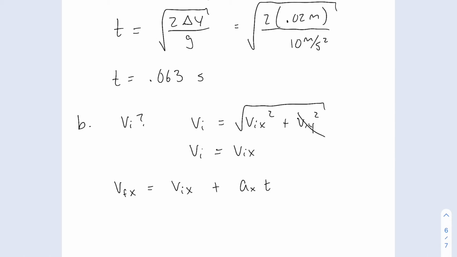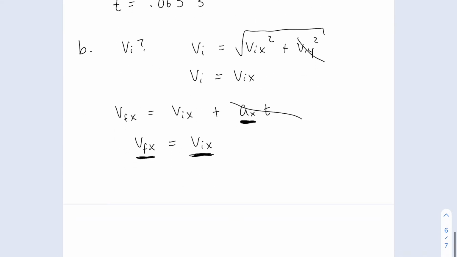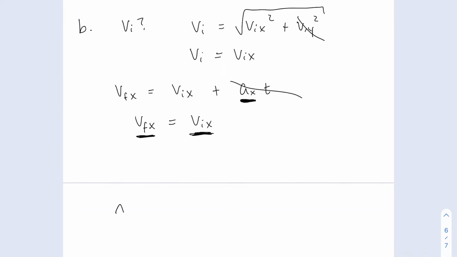So if I try to use this equation, acceleration in the x direction is 0, so that term goes away. And all I'm left with is v final x equals v initial x. So all this is really telling me is that the x direction velocity, the horizontal velocity, is constant. It doesn't change. So it doesn't really tell me anything useful here. It's something that we assumed by saying acceleration in the x direction is 0. So the right equation to start with is this one.